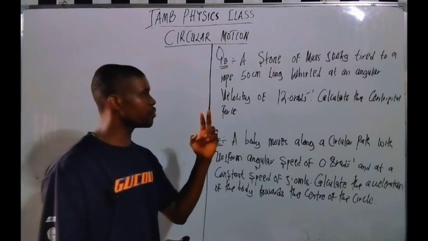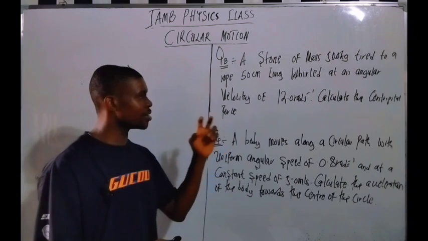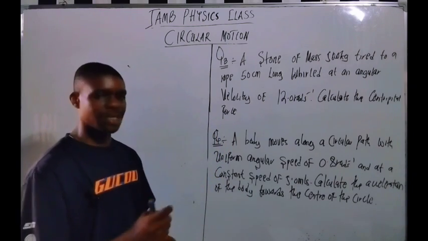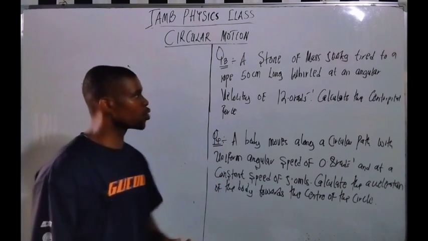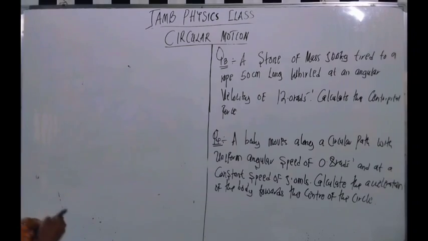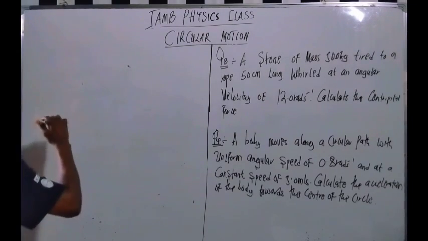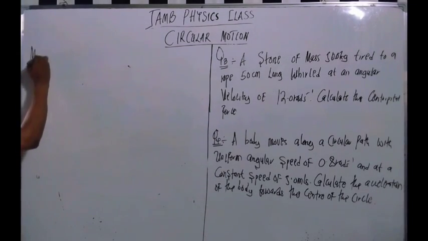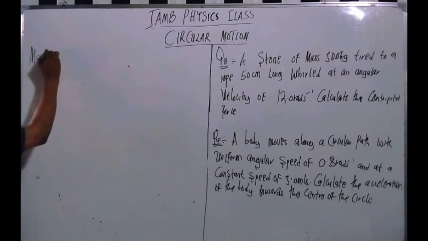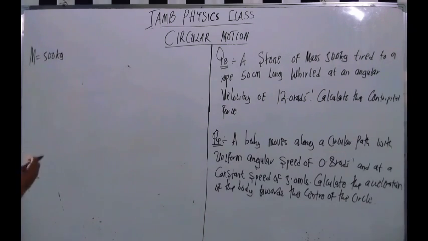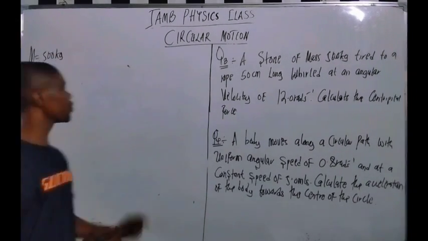whirled at an angular velocity of 12.0 rad per second. Calculate the centripetal force. So if you check very well, my mass is given to me to be 500 kg. Remember, the unit of mass must be in kg, right?